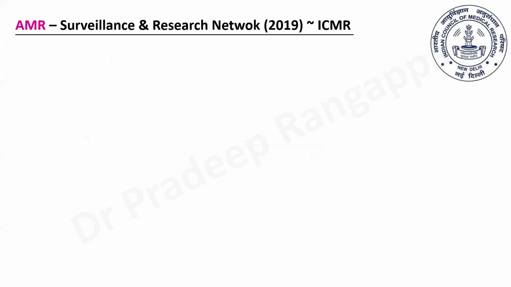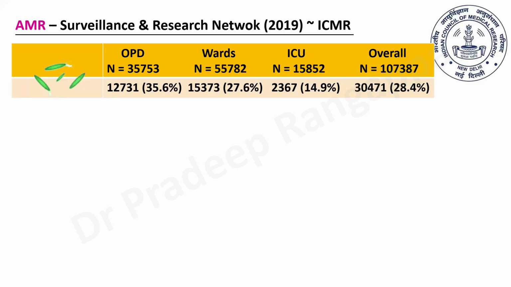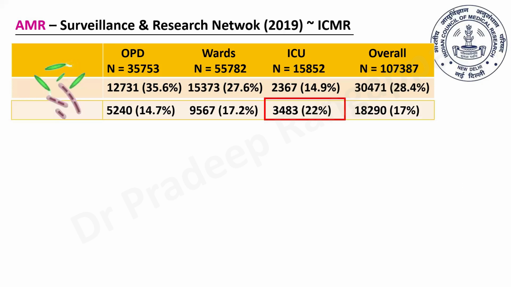If you look at this data, it takes you through the burden of MDR infections that we have. So this is E. coli data. In the ICU, let's look only at the ICU, because for E. coli, we know we have ESBL E. coli coming from the community. If you see, the OPD itself is 35.6%, wards you have 27.6, and ICU you have 14.9. So overall, it's around 28. That leads the list with regard to MDR infections.